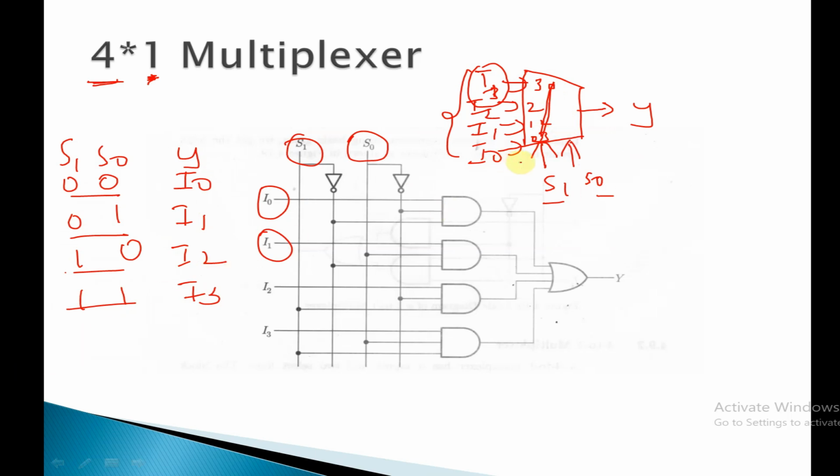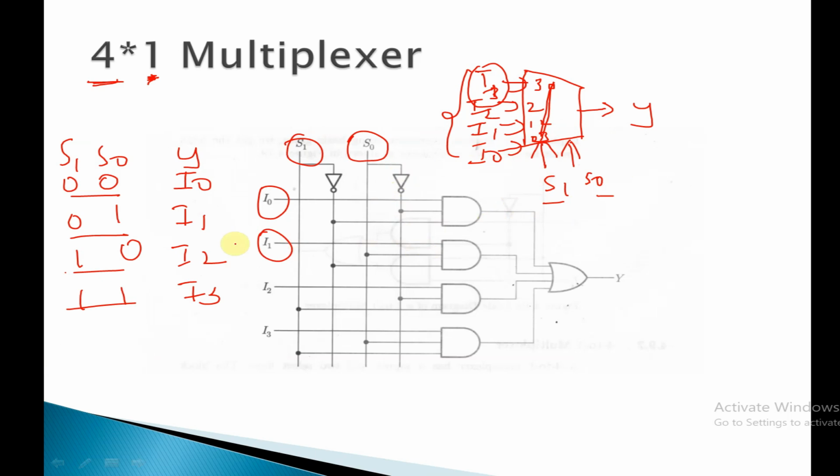So basically, a 4 cross 1 mux is like a switch. Depending upon the select lines, we select which input we want to connect to the output. That is how a multiplexer works. Is it clear?